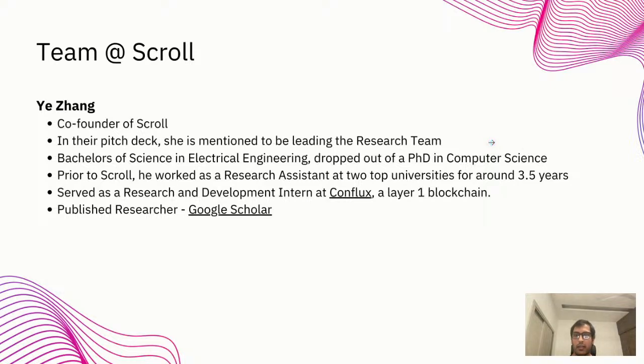And lastly, we have Yi Zhang. He's the leading researcher of the team. Prior to Scroll, he was a research and development intern at Conflux, a layer one blockchain, and he's also a published researcher. Their research revolves around ASIC GPU hardware to prove zero knowledge proofs, which they believe will be something that Scroll will eventually announce or pivot into.